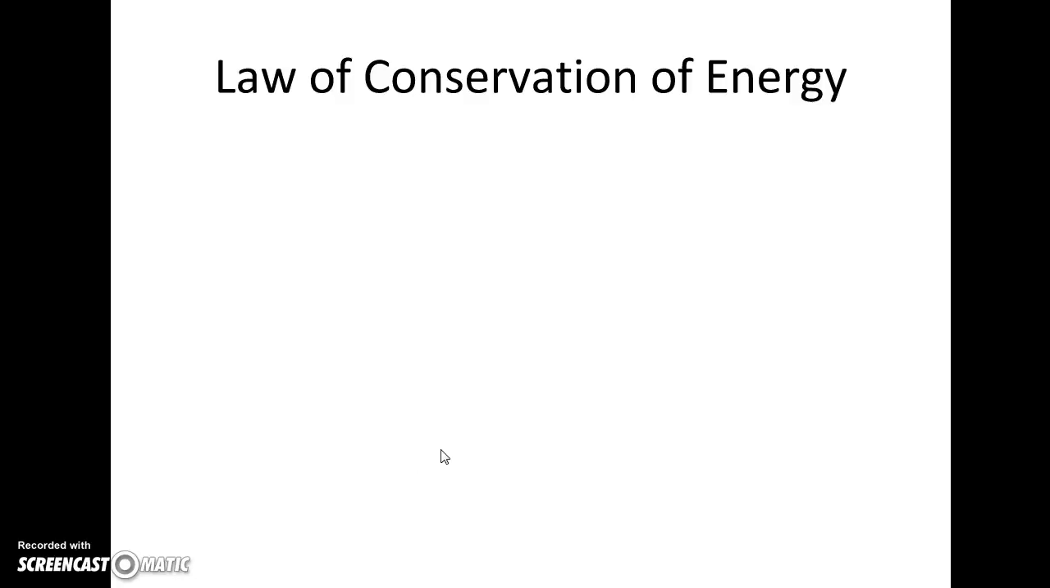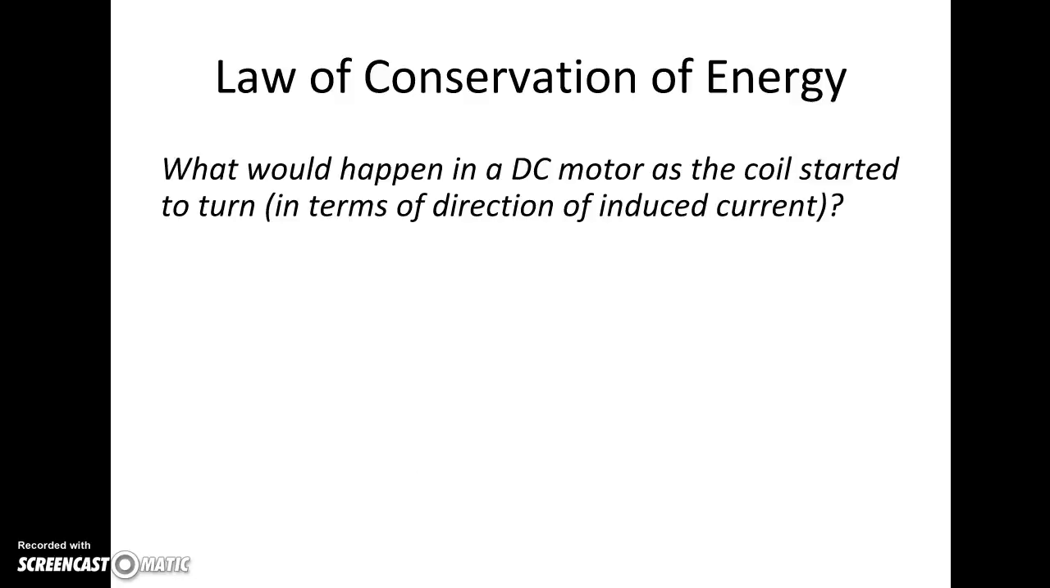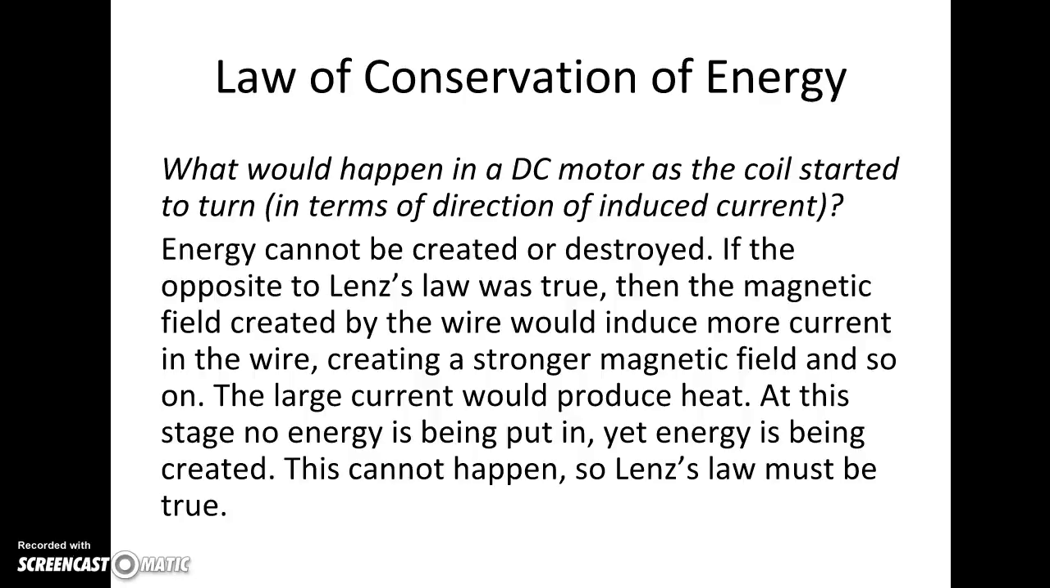Okay, so the second part was how it links into the law of conservation of energy. So in a DC motor, as the coil starts to turn, we're going to induce a current. Okay, and we know that we're going to induce a current in that coil as it starts to turn through the magnetic field. We know that the law of conservation of energy tells us energy cannot be created or destroyed. So if the opposite of Lenz's law was true, so the magnetic field created by the wire was encouraging it to move in the same direction, we would induce more current in the wire, we'd create a stronger magnetic field, and so on.